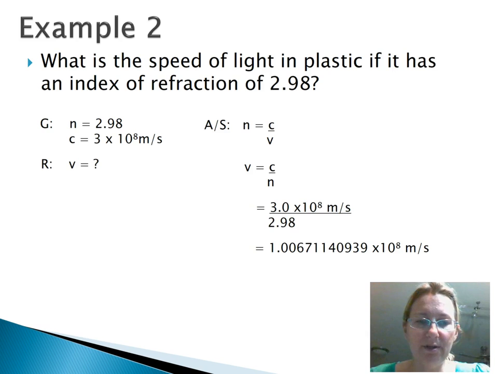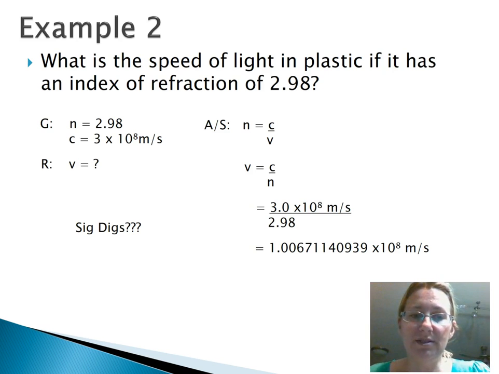So just make sure you use scientific notation rules. So I have my number here, but I am not done yet. I am still missing those important significant digits. Now again, don't be fooled by C. C is a constant exact value. It's known. So I'm not going to worry that there's only one number written here for C. What I am worried about is those 2.98, the index of refraction. And that has 3 significant digits. So my final answer down here needs to have 3 significant digits.